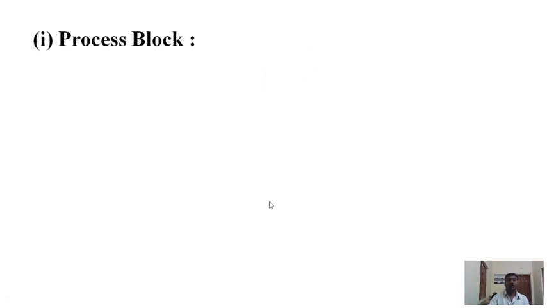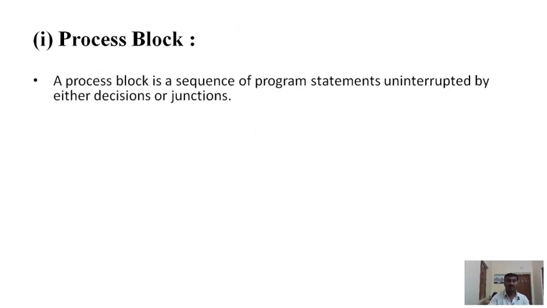The first one is the process block, and how a process block is implemented in control flow graphs. The process block is a sequence of program statements uninterrupted by either a decision or junction. In our program, we have statements one by one, a sequence of statements. For example, int a, b, then printf, these types of statements are placed in the process blocks. It is not interrupted by any decision or junction. It contains only a sequence of program statements.